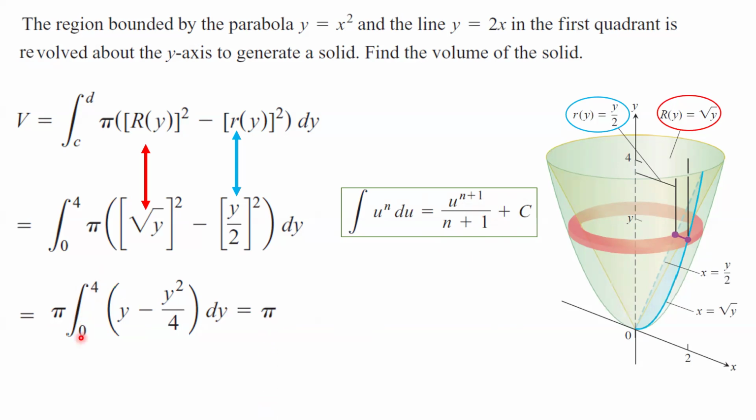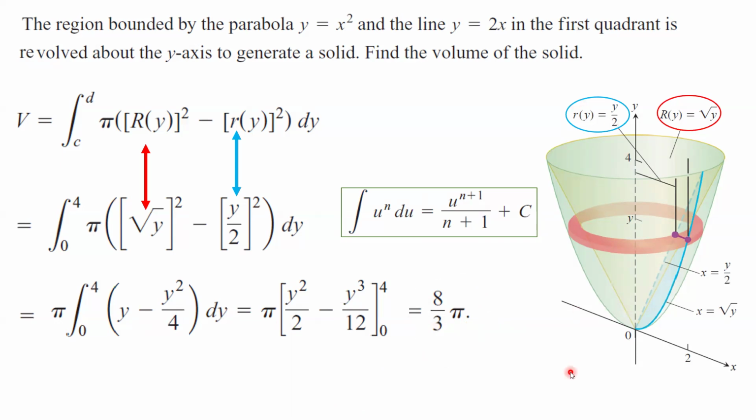So this is equal to pi times: the integral of y dy is y squared divided by 2, and the integral of y squared divided by 4 is y cubed divided by 3 times 4, which is 12. Then you plug in 4, then you plug in 0, and do the subtraction, and you get 8/3 pi. This is the volume of this solid.